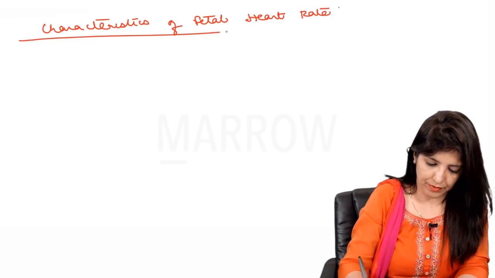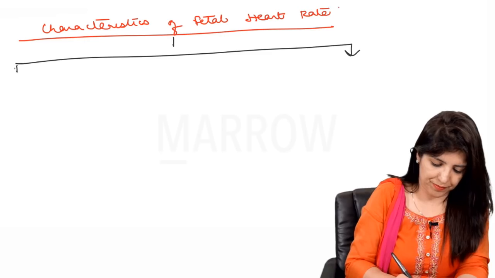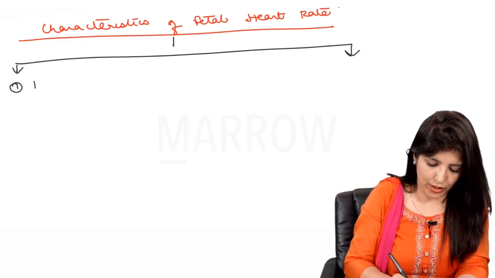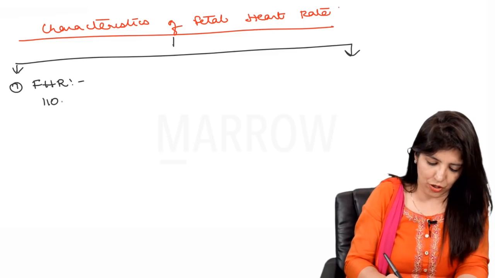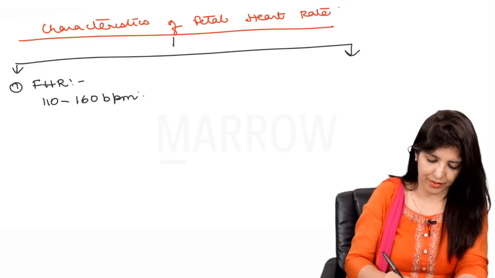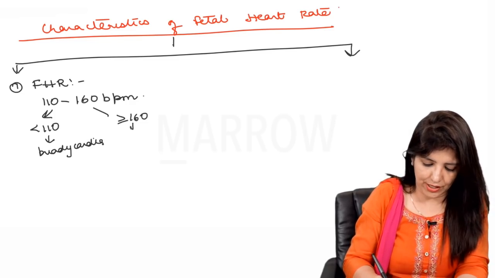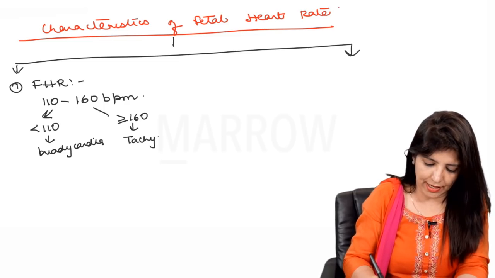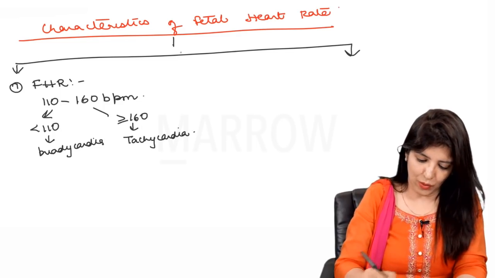Right. Now, the first characteristic of fetal heart rate is, what is the actual fetal heart rate? Fetal heart rate is said to be normal if it is between 110 to 160 beats per minute. If it is less than 110, it is called bradycardia. If it is more than or equal to 160, it is called tachycardia. Clear? That is one thing.